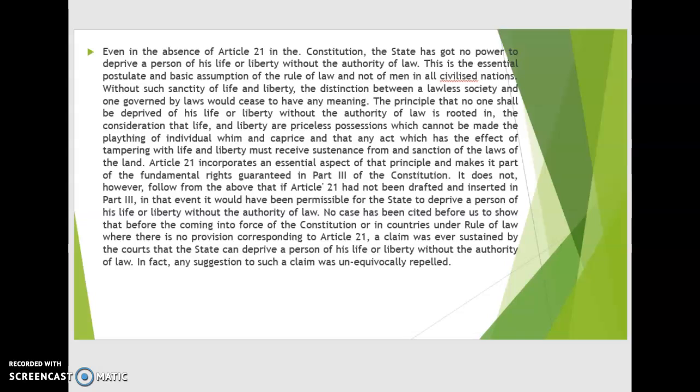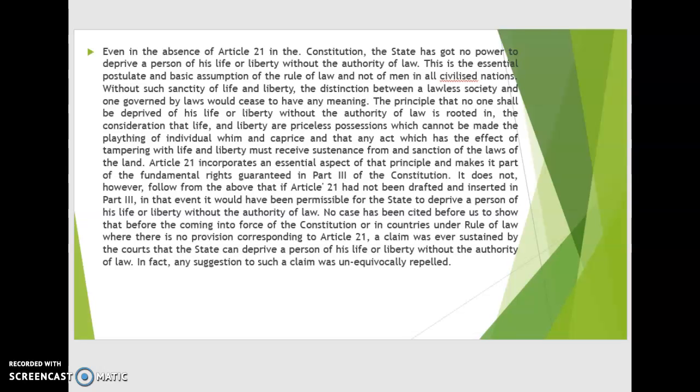In fact, the said right inheres in the body of every living person, and Article 21, or for that purpose any written constitution, is not the sole repository of the right to life and personal liberty. And as such, that right can never be taken away by the executive. However, it is pertinent to mention here that after the 44th Amendment of the Constitution, the right to life and liberty cannot be taken away even by the executive during emergency.